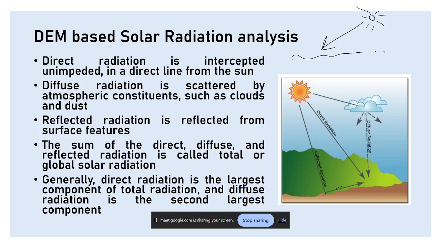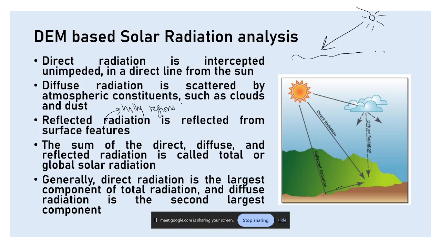So the direct radiation is intercepted unimpeded in a direct line from the sun. There is nothing blocking it; it's just directly coming. The diffuse radiation is scattered by atmospheric constituents such as clouds and dust. So if you have the presence of clouds, or if dust is present in the atmosphere, then the solar radiation is going to be diffused because of that. Then we have the reflected radiation that is reflected from the surface features, especially in the hilly areas. Okay, so reflected radiation is more a constituent of the hilly regions.